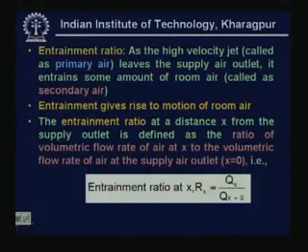Entrainment gives rise to motion of room air, and the entrainment ratio at a distance x from the supply outlet is defined as the ratio of the volumetric flow rate of air at x to the volumetric flow rate of air at the supply air outlet, that means at x equal to 0. If I take the coordinate system with x equal to 0 as the supply air outlet, then the entrainment ratio r subscript x is equal to q at x divided by q at x equal to 0, where q is the volumetric flow rate of air. So this is how the entrainment ratio is defined.